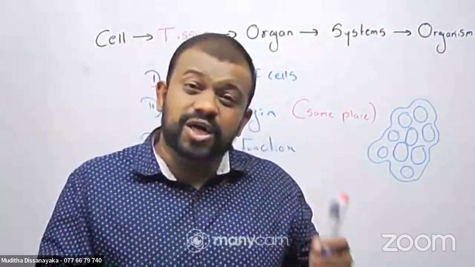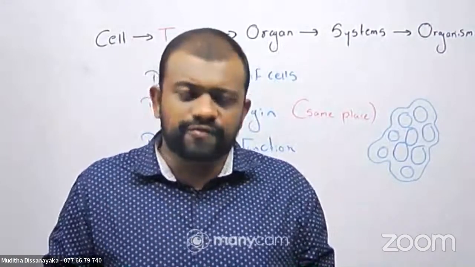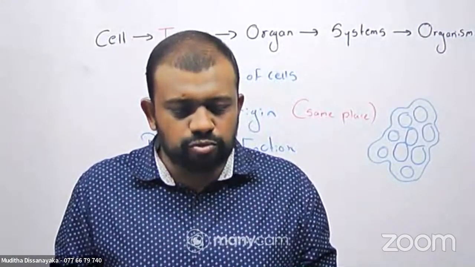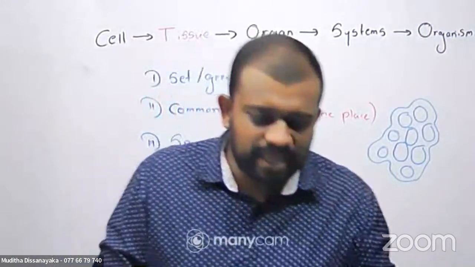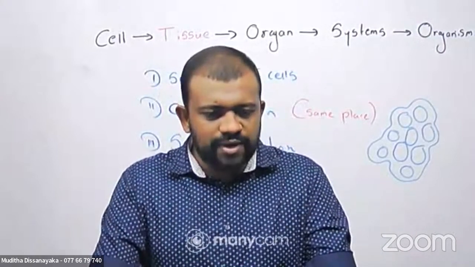Now, both plants and animals have tissues. They are different to each other. And microorganisms, they don't have tissue differentiation. They have a simple structure. Do you have any questions?